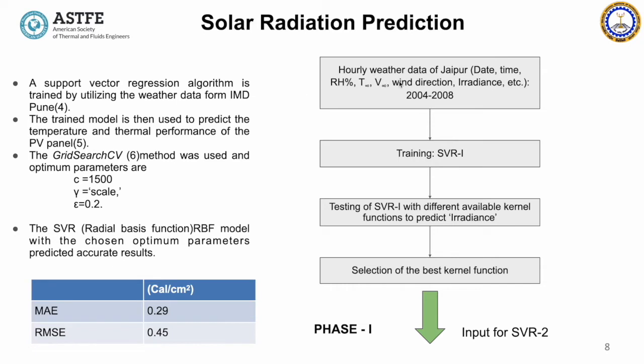After that, this data was used to train the SVR, and the grid search CV method was used to optimize the parameters and kernels. From grid search CV, we found that SVR radial basis function was performing better than polynomial and linear. And in SVR radial function, the mean absolute error was 0.29 calories per centimeter square and RMSE value was 0.45 calories per centimeter square.